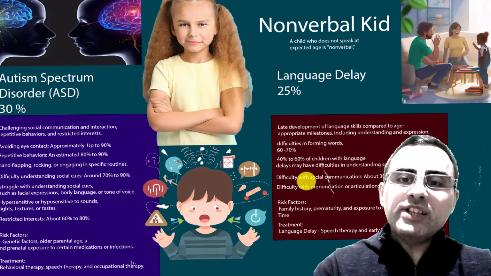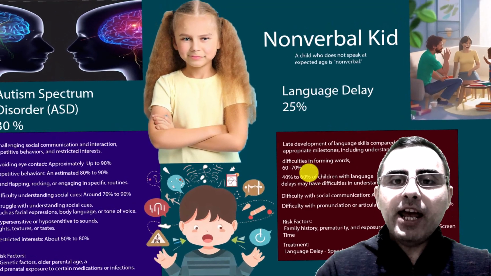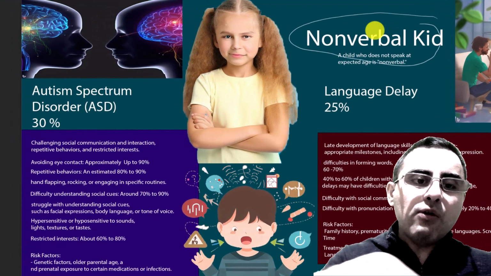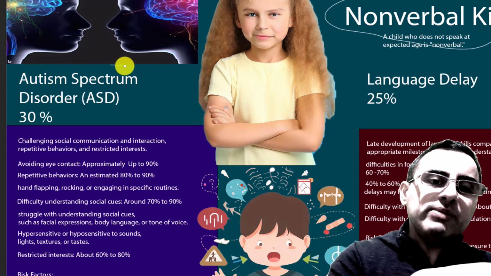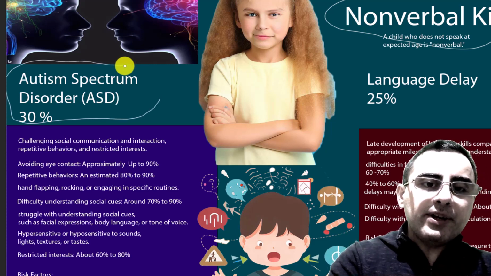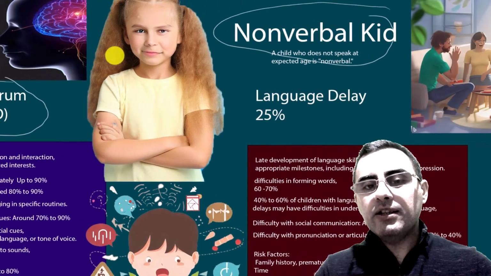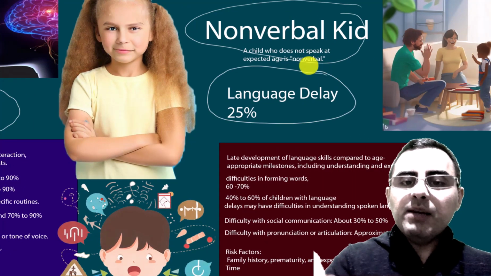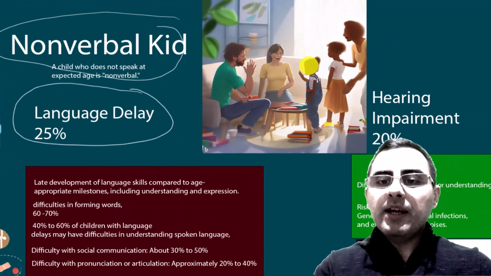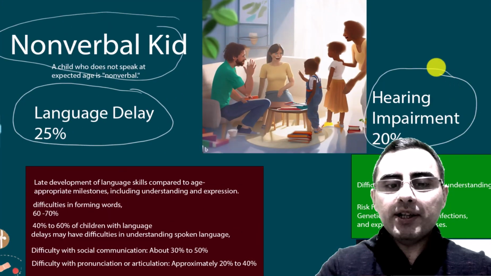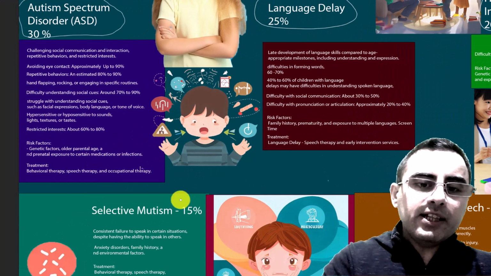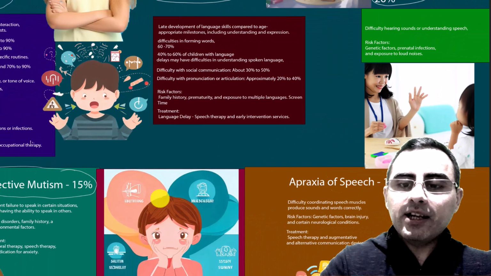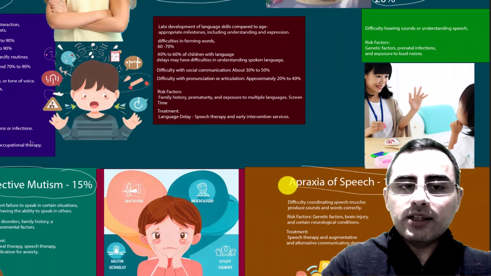A kid who does not speak at the expected age is called a nonverbal kid. The most common cause of nonverbal kids is autism spectrum disorder. It is represented in 30% of cases. Another common cause is language delay, 25% of cases, hearing impairment in 20% of cases, selective mutism in 15% of cases, and apraxia of speech 10% of cases.